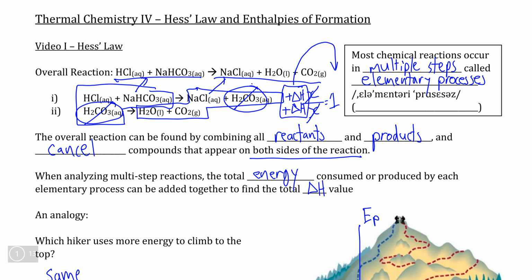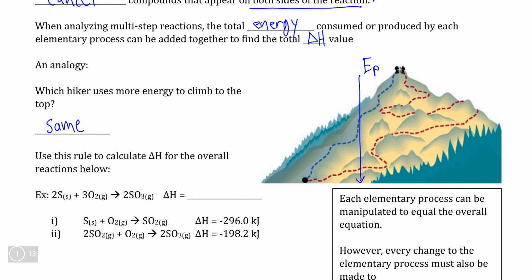This compares well to Hess's law because as long as the reactants and products of the elementary processes combine together correctly to give us the overall reaction, it doesn't actually matter what order or which particular steps are used in order to give us the overall reaction. As long as we get there to the same point, the energy consumed or the energy released is going to be the same either way.